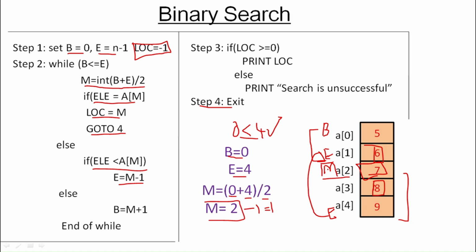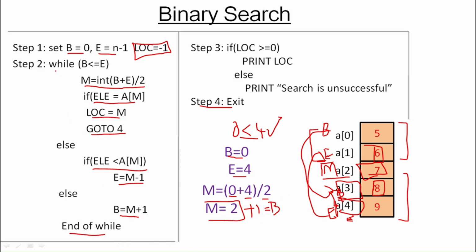And suppose my search element is greater than a of m, then we will set base equal to m plus 1. My end will stay here, but I will bring the base here. m plus 1 is what? 2 plus 1 is 3. So base will come here, and base and end are here. We will search only in this area, and the upper part will vanish because we have no use for it. And after finding it, we will end the while loop.